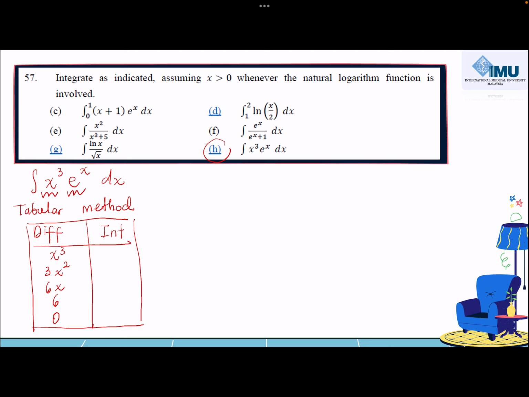If we choose x cubed as the differentiation column, the integration column will be your e^x. Now, integrating e^x will always give you e^x, and e^x. Now you will stop parallel to your differentiation. Now, how are we going to write the solution?